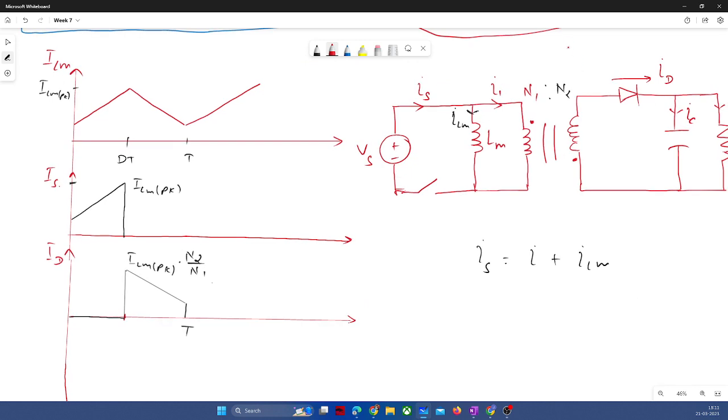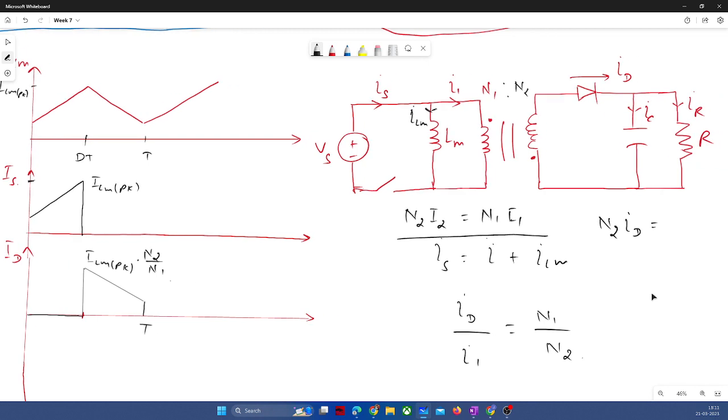Let me write the transformer relationship. ID by I1 is equal to N1 by N2, right? Generally, we equate MMF. MMF is ampere turns, and ampere turns is N into I. So N2 into ID is equal to N1 into I1. If you see, ID is associated with N2 number of turns, so we can write N2 into ID.